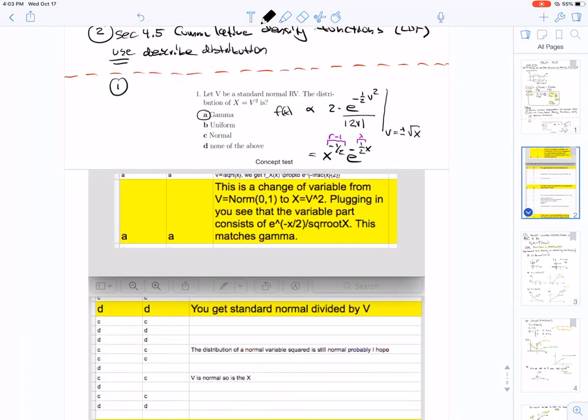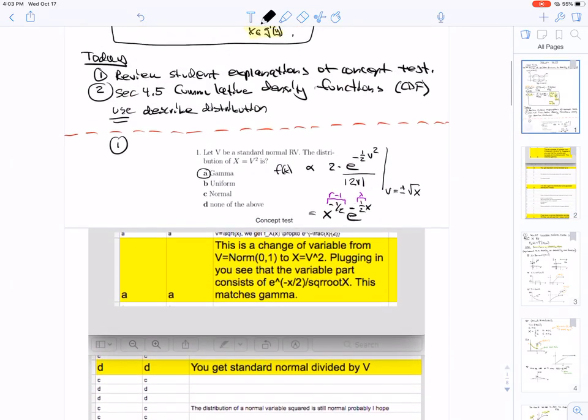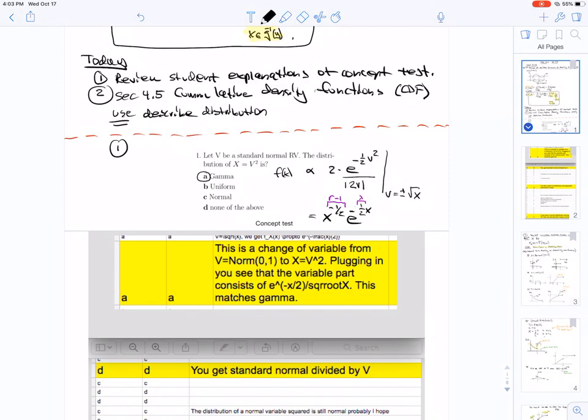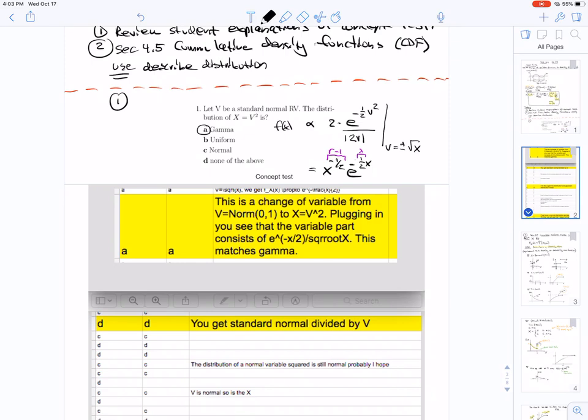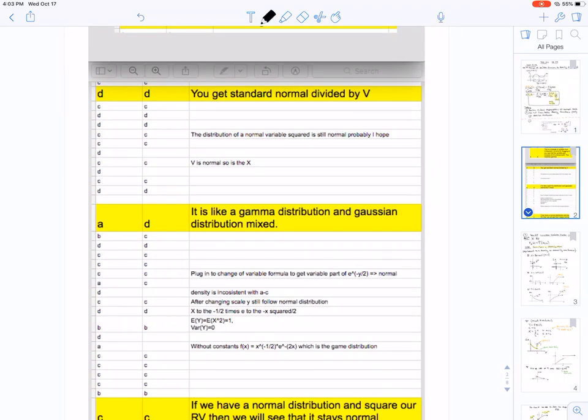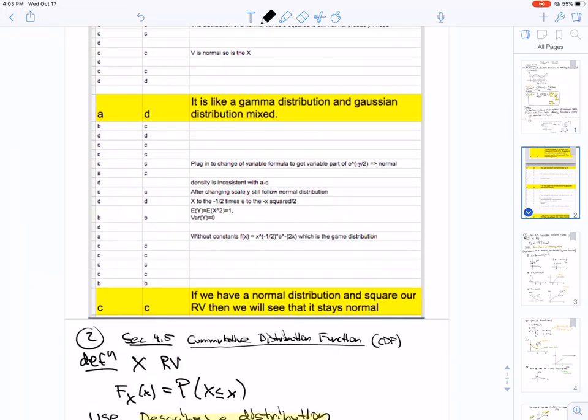So one student writes correctly, this is a change of variable from V equals Normal(0,1) to X is V squared. Plugging in, you see that the variable part consists of e to the minus x over 2 over the square root of x. This matches gamma. Perfect. Some incorrect responses: you get standard normal divided by v. The reason this student is thinking that is the student has forgotten to plug in v equals plus or minus square root of x. And so it looks like they're getting standard normal divided by v. Another student writes it's like a gamma distribution and a Gaussian distribution mixed. Again, same problem. And another student writes, if we have a normal distribution and square a random variable, then we'll see that it stays normal. Incorrect.